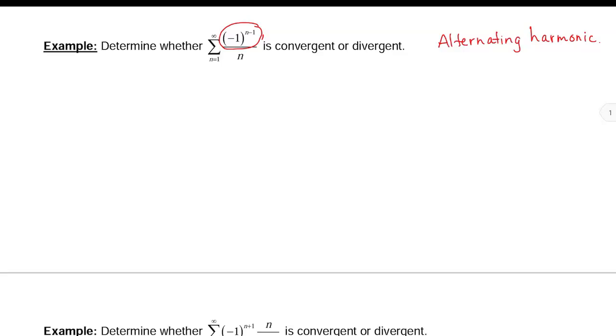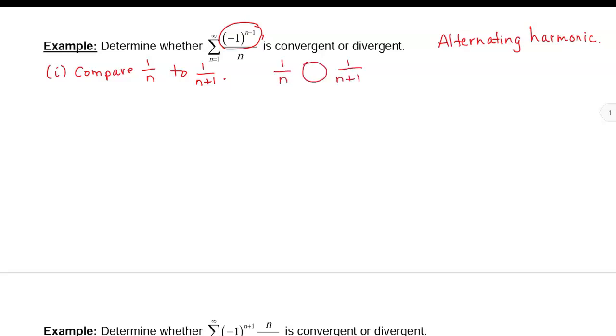Condition 1, we're going to check to see if the terms are decreasing. In this example, it's rather easy to check our nth term, 1 over n, with the n plus 1 term. So I'm going to compare 1 over n to 1 over n plus 1. I simply replaced n with n plus 1. So 1 over n compared to 1 over n plus 1.